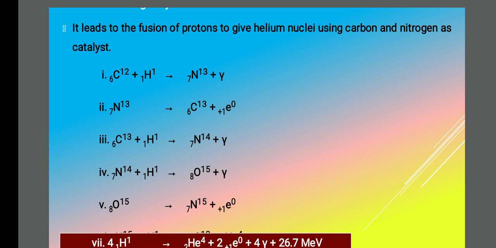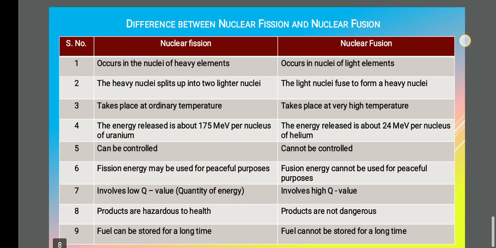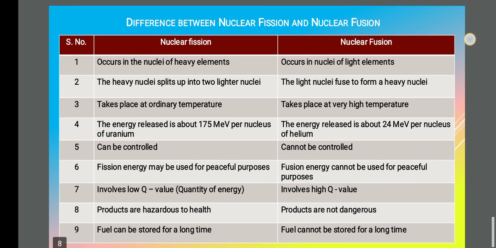So if you take the overall reaction, 4 protons give you helium plus 2 positrons plus 3 gamma radiation plus 26.7 mega electron volt. So these are the two different applications of nuclear fusion reaction. One is the hydrogen bomb, another one is stellar energy. Now we can see the difference between nuclear fission reaction and nuclear fusion reaction.